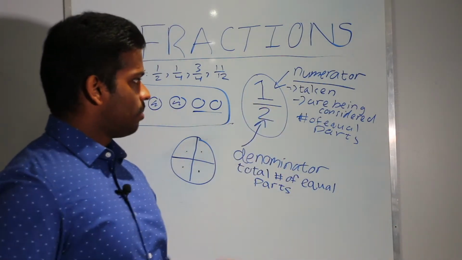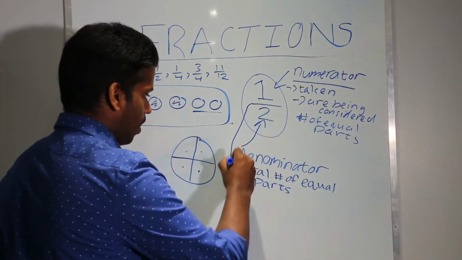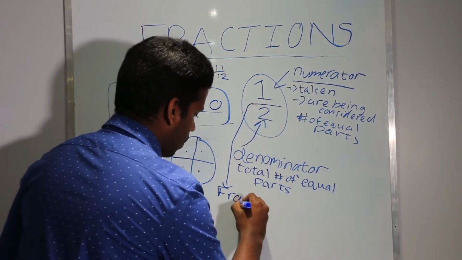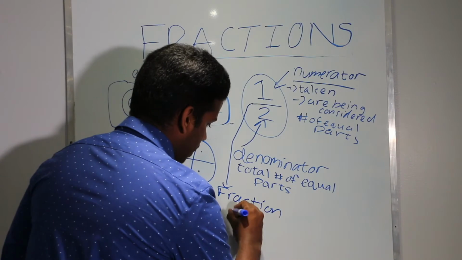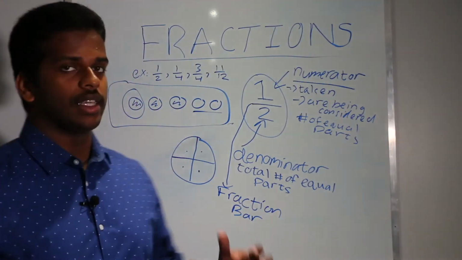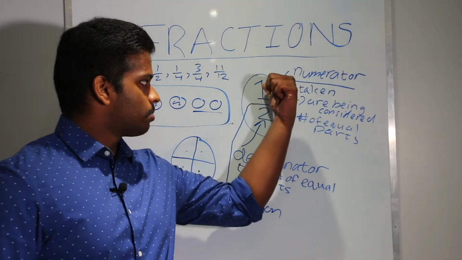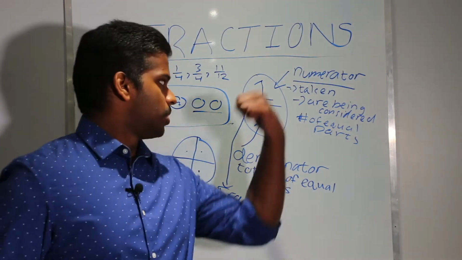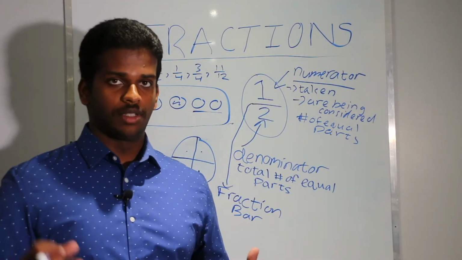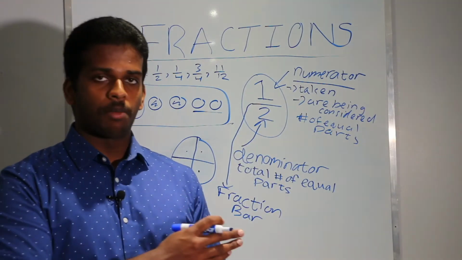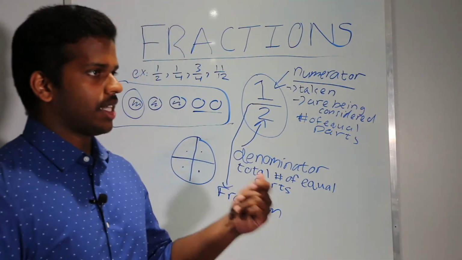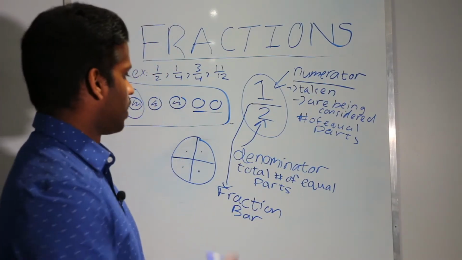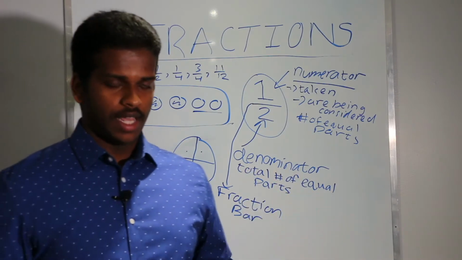And the line in the middle, I didn't write it down here, but the horizontal line in the middle is called a fraction bar. And that is just there to show the distinction or the difference between the top number and the bottom number, between the numerator and denominator, to show that both of those numbers are not the same, and they represent totally different things. So it's just a line to separate the numerator and the denominator. The denominator is the total number of equal parts in a whole or a collection.